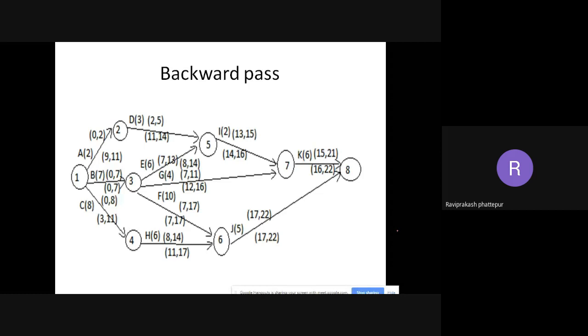Okay, so that is the critical path. How to find the critical path? The critical path is wherever we get the same forward pass and backward pass. So you have found B, F, and J. Which nodes are they moving through? 1, 3, 6, and 8. So this is your critical path, and the duration of this particular project is 22. That's how we will be writing it.